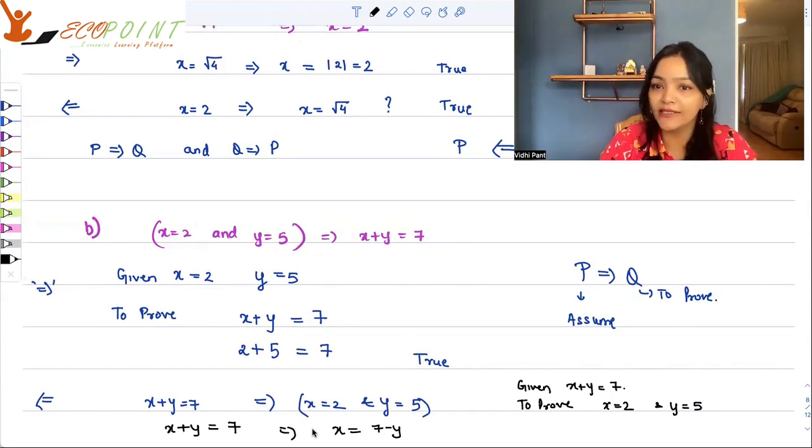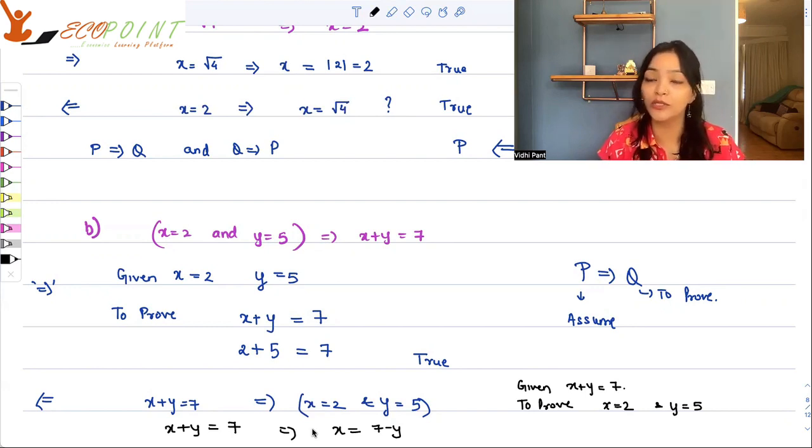So that means there could be many other values of x and y that give you x plus y equals 7. In fact, infinitely many solutions are there. So we cannot fix that x will always be equal to 2 and y will always be equal to 5, because that's a unique solution, if you understand the language of solving equations. So you have one equation in two variables which will give you infinitely many results.